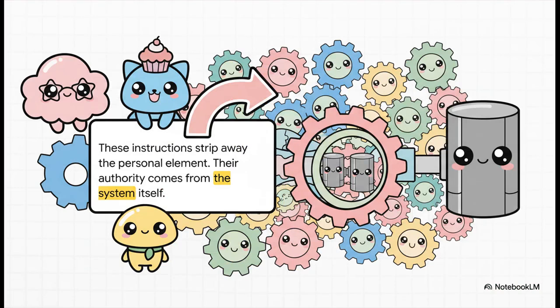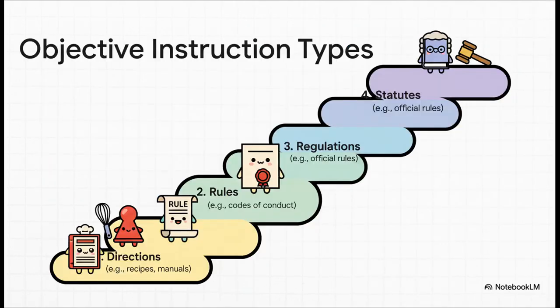All right, let's hop over to the other side of the map. Objective instructions, they feel totally different. They strip away all that personal stuff. The authority doesn't come from a me or a we, it comes from the system itself. We can actually break these down into 4 main types, and each one kind of escalates in formality.